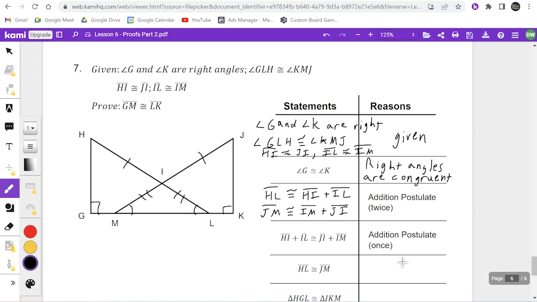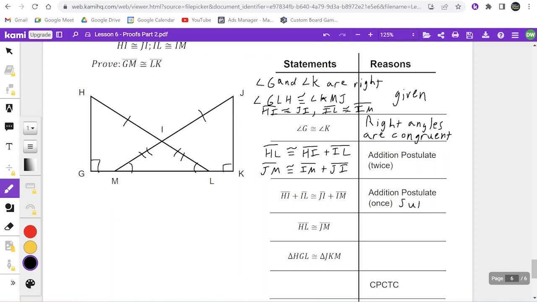Now for the next one, I would accept either the addition postulate. I would also accept the substitution property. I'll put this in parentheses. I think substitution property is also correct. And the reason why is because we're saying HI and IL, in other words this one and this one, is congruent to IM plus IJ, this one and this one. And the reason why is because we know all four things are congruent individually, as you can see by my tick marks, which means they must all be true together, added together. So I would accept either one.